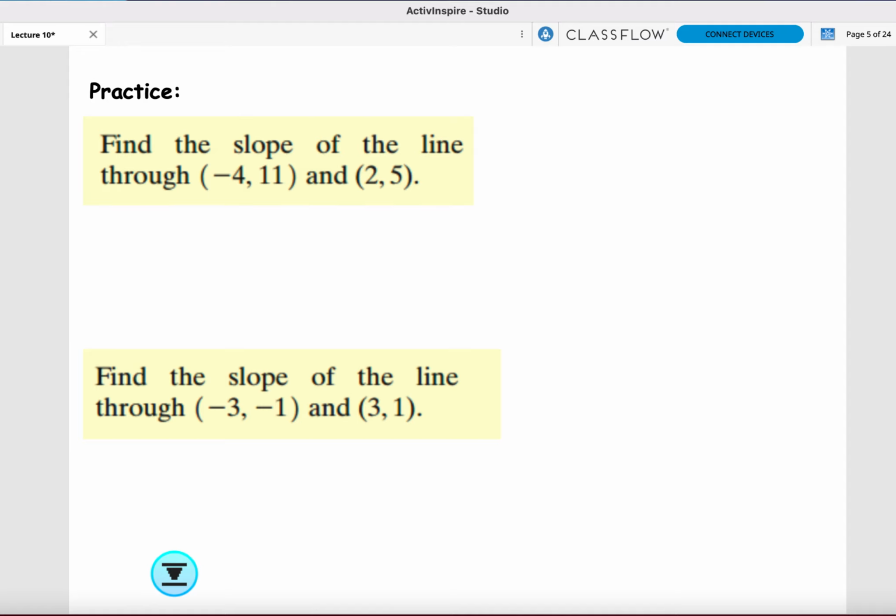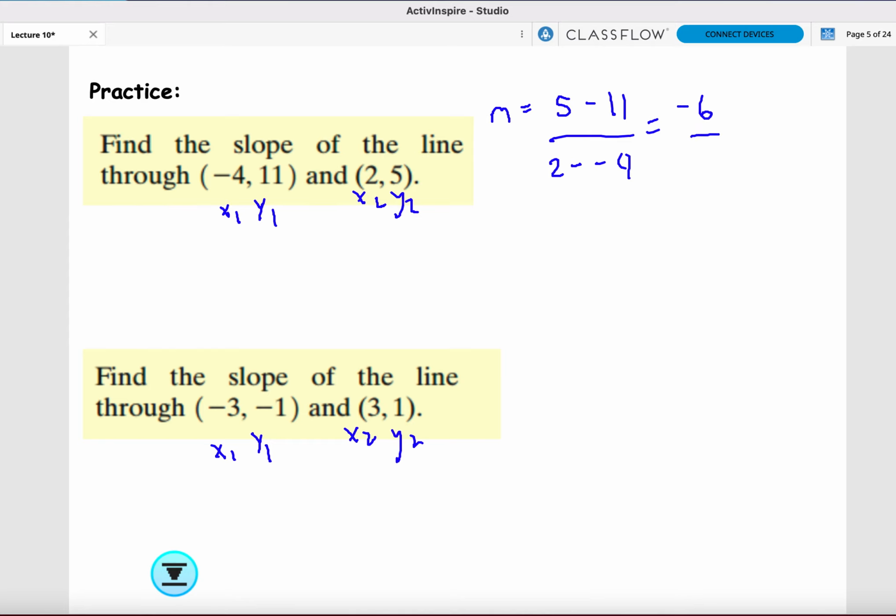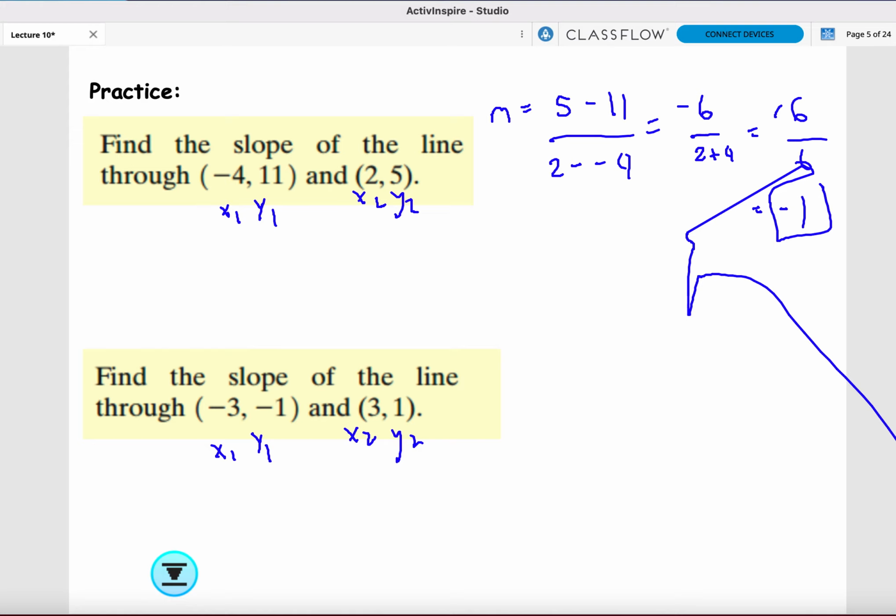So find the slope of the line through negative 4, 11 and 2, 5. This is a practice, so you can pause here and try it out. I'm just gonna work it out. So m equals, just label x1, y1, x2, y2. Notice how, as a professor, I still label my points. This is because I want to avoid mistakes, right? So I know it's y2. So it'll be 5 minus 11 over 2 minus negative 4, which is negative 6 over 2 plus 4, which is negative 6 over 6, which equals negative 1. And we're done. That's the slope.